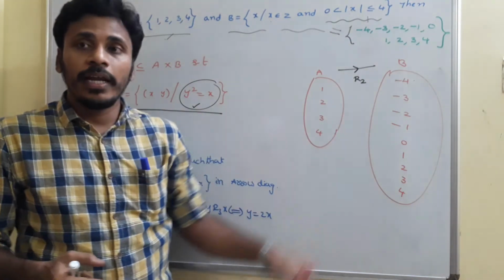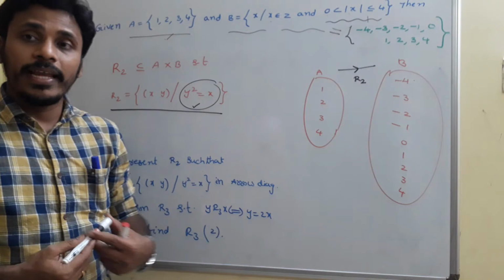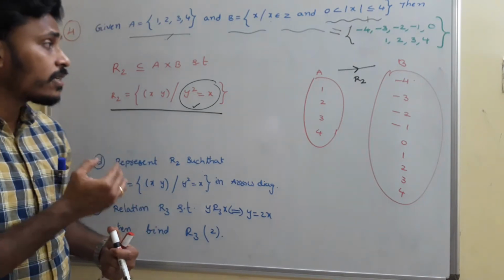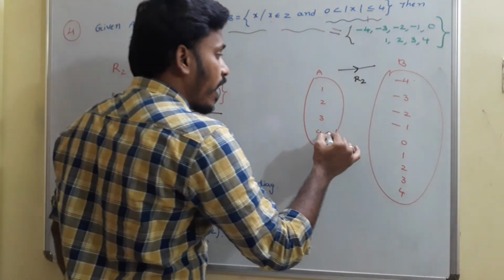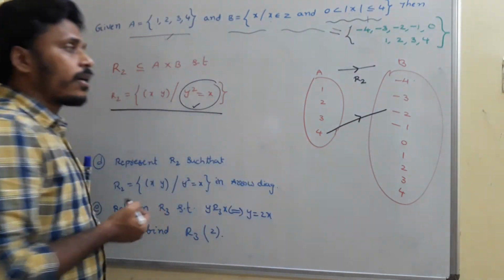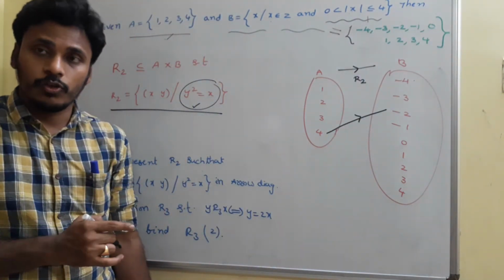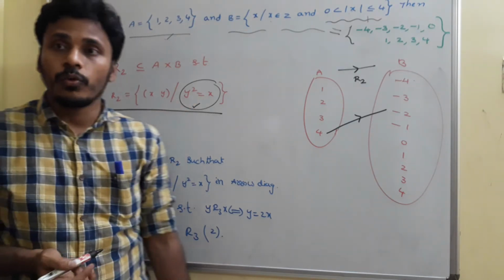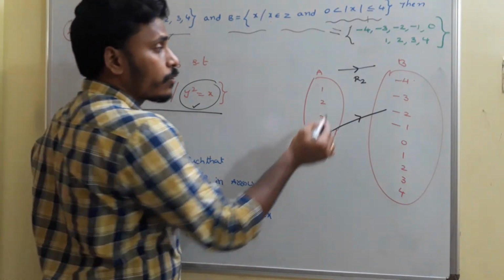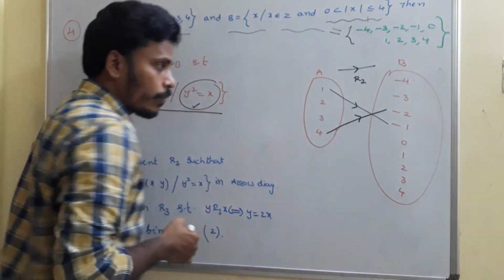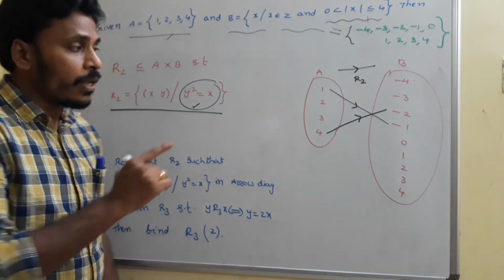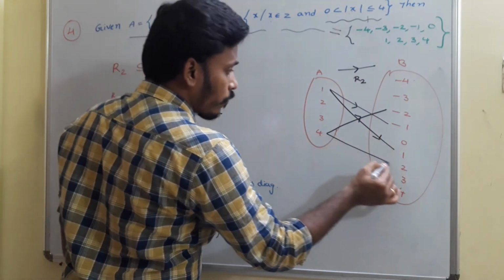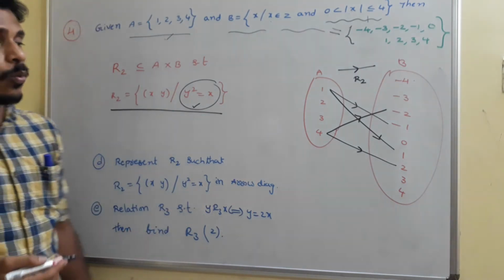Okay? -4, its square is 16, not there in set A. -3 square, 9, not there in set A. -2 square, 4 is there in set A, right? So we have a chance to connect 4 to -2 under the relation R2. Why? Because the ordered pair 4 comma -2 satisfies this relation y square is equal to x. And then think about -1 and its square is 1. So just connect 1 to -1. 0 square is 0, not there in set A. Again 1 square is 1, so connect this 1 to 1 again. And then 2 square is 4, so connect 4 to this 2 again. So 3 square 9 and 4 square 16, not there.